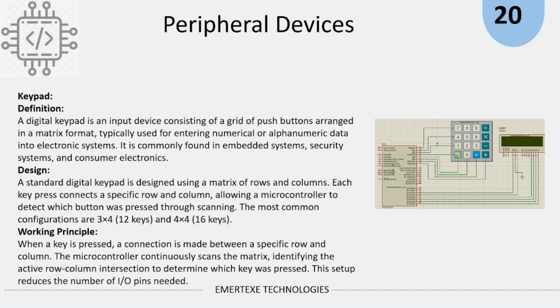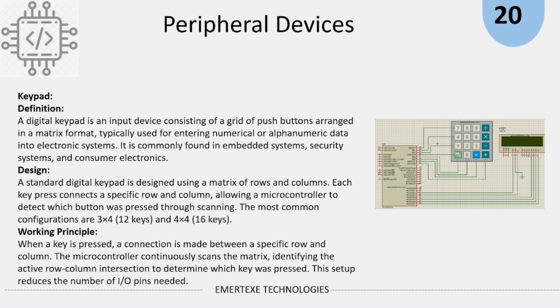Keypad. A digital keypad is an input device consisting of a grid of push buttons arranged in a matrix format, typically used for entering numerical or alphanumeric data into electronic systems. It is commonly found in embedded systems, security systems, and consumer electronics. Design. A standard digital keypad is designed using a matrix of rows and columns. Each key press connects a specific row and column, allowing a microcontroller to detect which button is pressed through scanning.